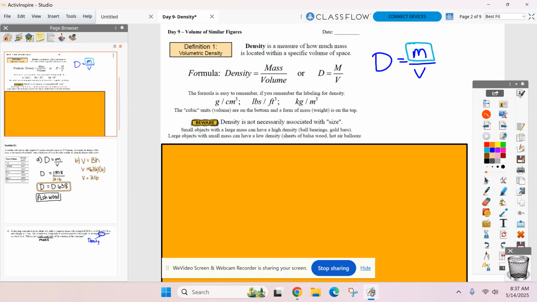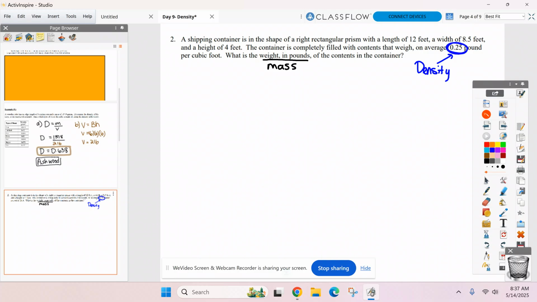Mass divided by volume, right? Look at the units with that 0.25. Pounds, mass, per cubic foot. If anything's cubic, what is it? That's volume. So you got to recognize with the label pounds, which is mass, per cubic foot, volume, they're giving me the density. You got to look at the labels and recognize the 0.25 is density, because I'm probably not going to give you the word with it.